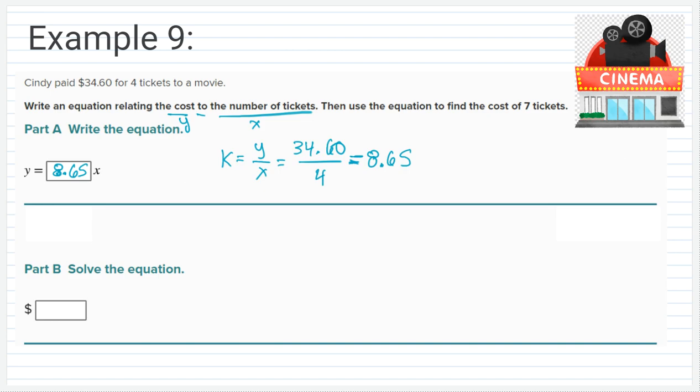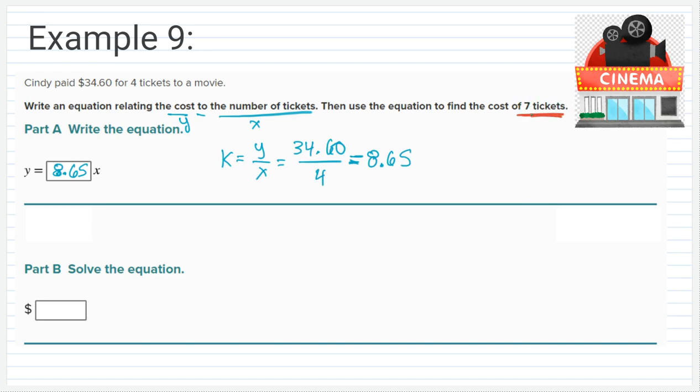Hardest part with that, again, is just making sure that you're getting the correct value for it by doing your ratio in the correct order. It's always y to x. Part B, we're going to use the equation. I know this says solve the equation, which we are eventually, but we're going to use that equation to find the cost of 7 tickets.